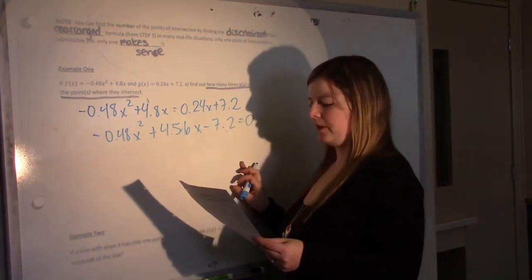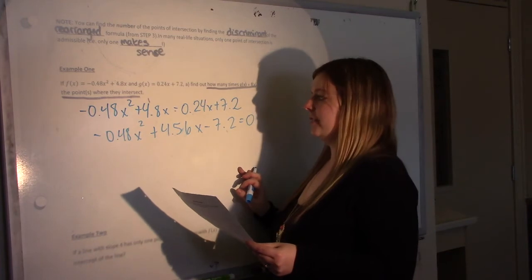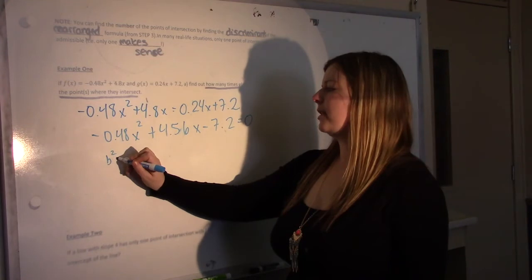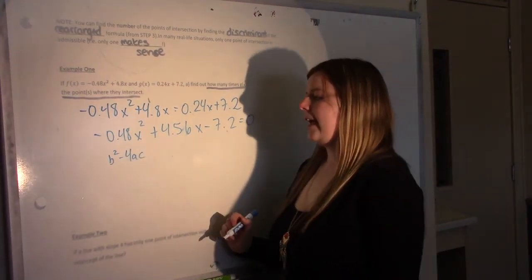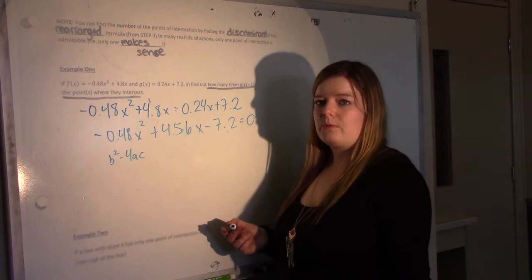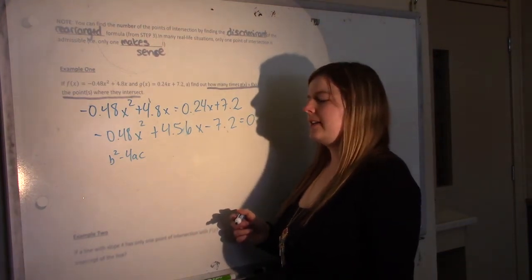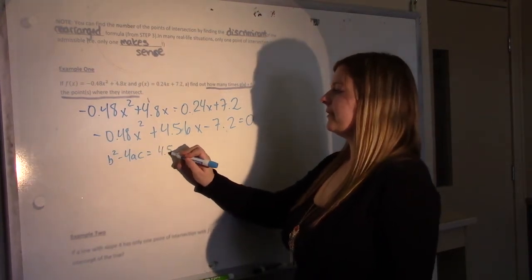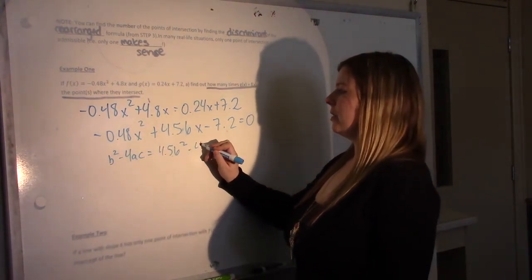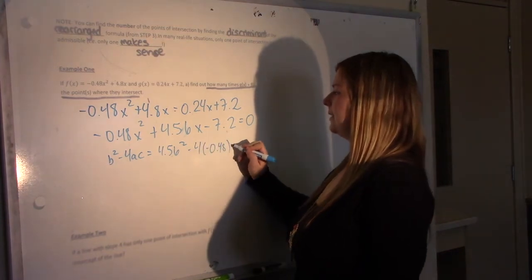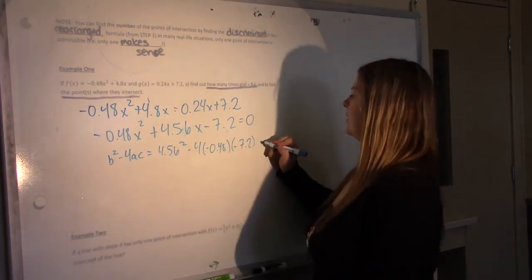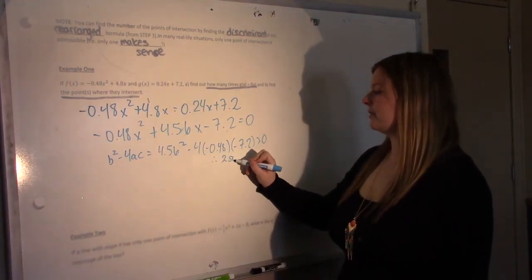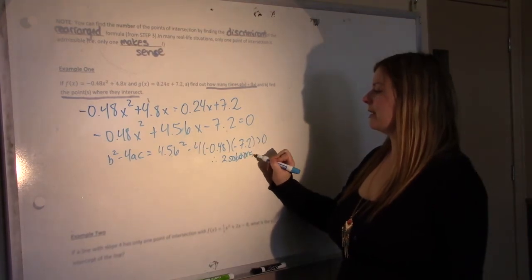Remember that equals 0. Okay, so the first question is asking you to use the discriminant. So basically, you need to use b squared minus 4ac. And if it's greater than 0, 2 answers, equals 0, 1 answer, less than 0, no solutions. So as you can see, when you put this in, 4.56 squared minus 4 times negative 0.48 times negative 7.2. If you do that, you'll see that it is greater than 0, and therefore there's 2 solutions. Okay, so that's part A.